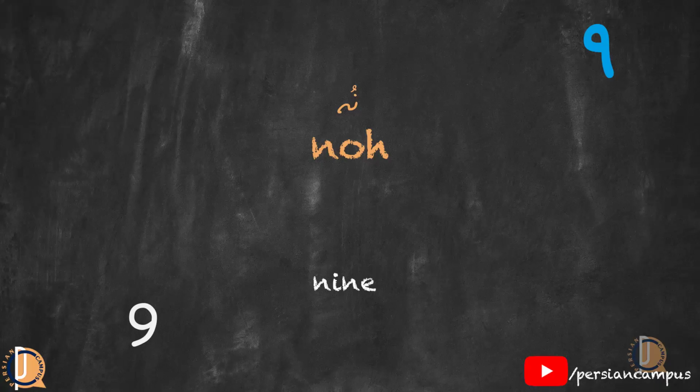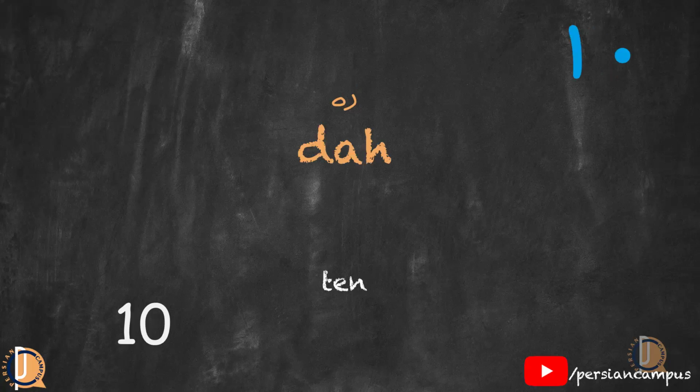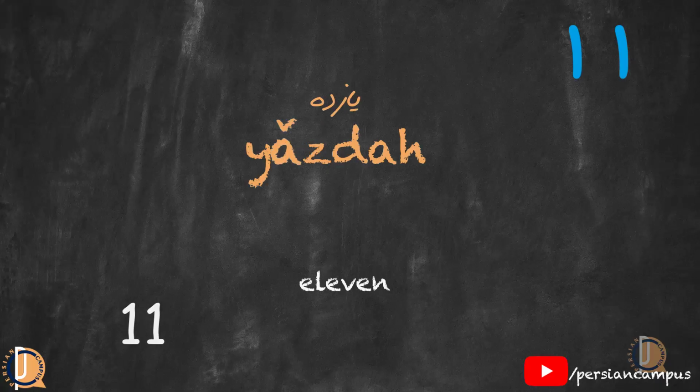Number 9 is نه. And number 10 is ده. You hear this ده at the end of numbers 11 to 19. Listen. 11 is یازده. You see that it sounds that we connect یک plus ده to make یازده. However, we make some changes to the first number.